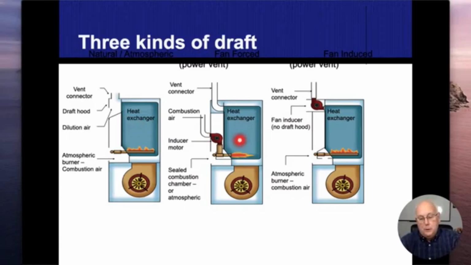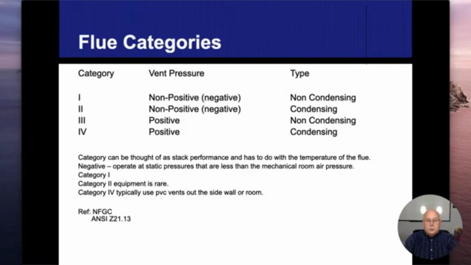Natural draft, forced draft, induced draft. Flues, most of the stuff we're going to be dealing with are going to be category 1, 3, and 4. I never really saw a category 2 furnace. That would be a high efficiency furnace or a condensing furnace that either does not have an inducer fan or it has a forced draft fan when we're dealing with it. So I've never really seen one.